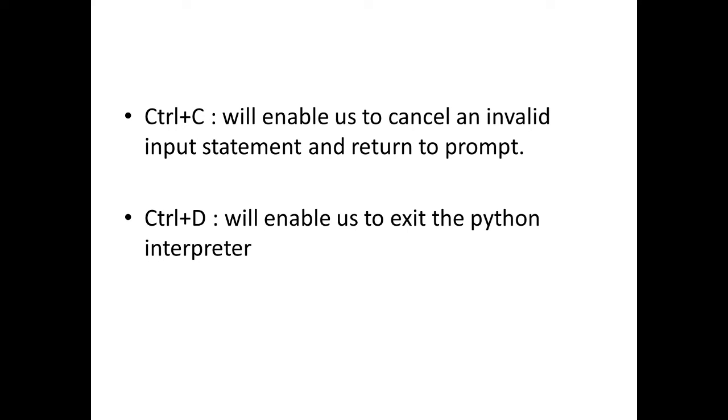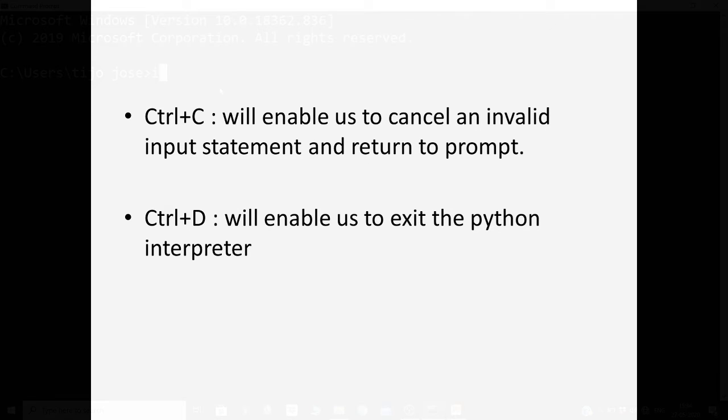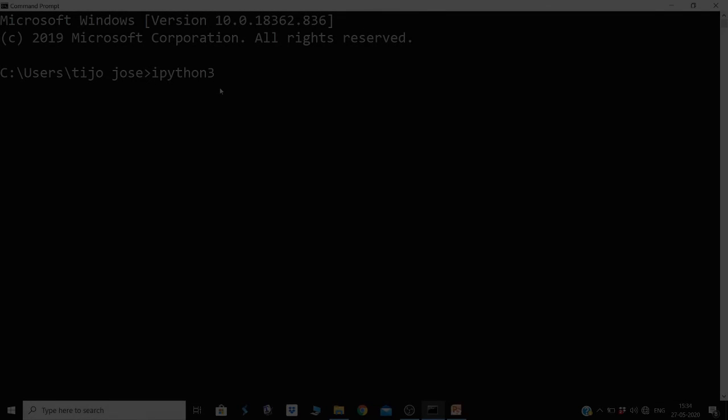Control key along with C will enable us to cancel an invalid input statement and return to the prompt. Also, Control key along with D will enable us to exit the Python interpreter. Now let's pause the video and take up the command window. Let me type IPython 3.